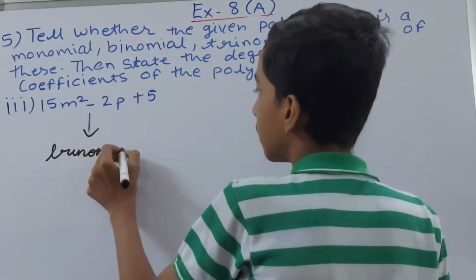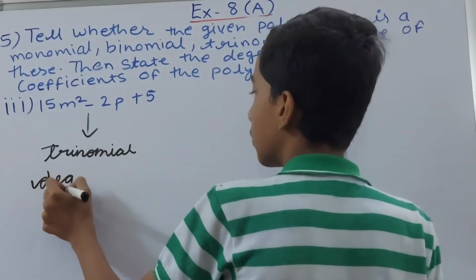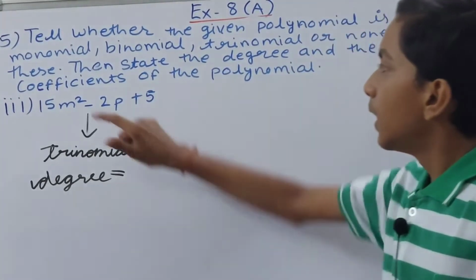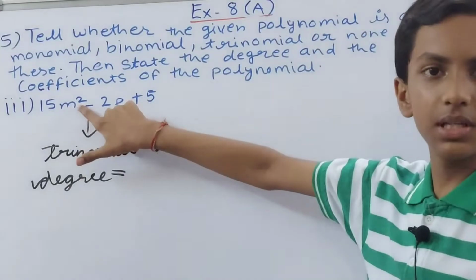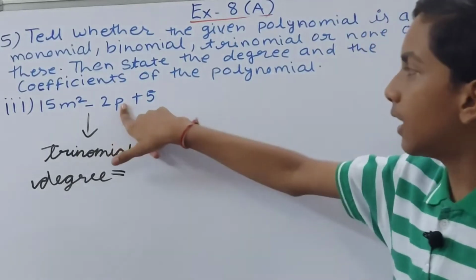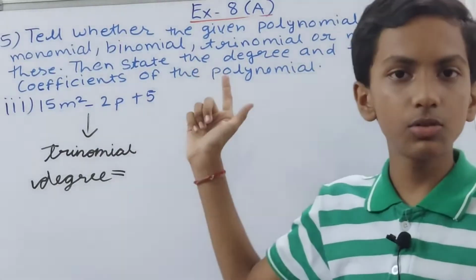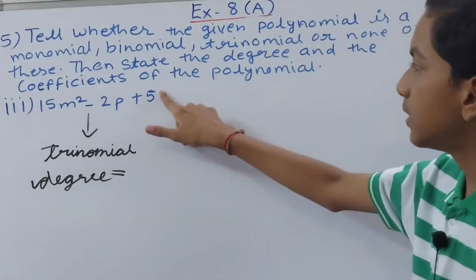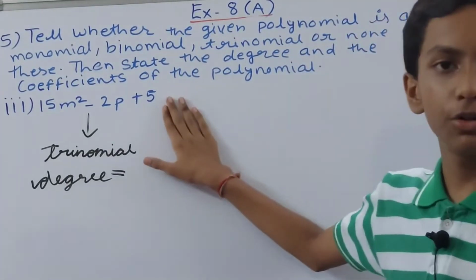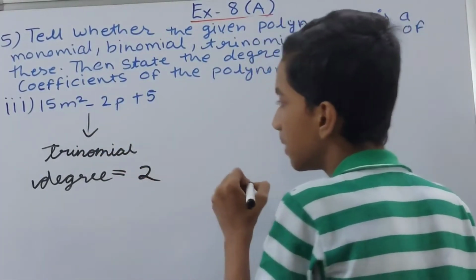Alright, so this one is a trinomial, and for the degree or the coefficient, you can write any first. Let's write degree only. So here you can see 15m square, so degree simply is 2. Clear? Here 2p, so degree becomes 1. When there is no power written on the variable, then it is considered to be 1. So here the degree is 1, and here when there is no variable on 5, again this is considered to be 0. The degree, or you can say the exponent on this, is considered to be 0. Now you can see the highest one is this one with 2, so simply degree becomes 2.